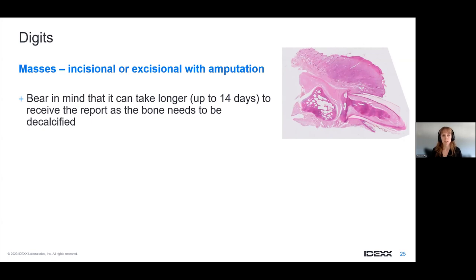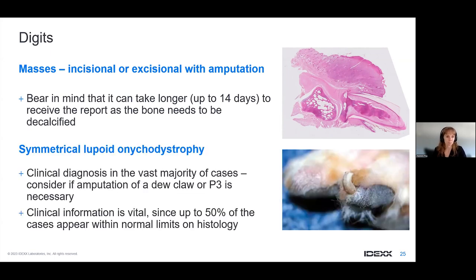The thing to keep in mind with digits and other bony samples is that the report can take longer in these cases, because obviously the bone needs to be decalcified to be able to cut into the bone and process a section. It's just something to bear in mind for the client as well. And then we have this specific case of symmetrical lupoid onychodystrophy, SLO, where for many, many years the advice was, if you can, sacrifice a dew claw for the histological diagnosis. And this has changed a bit.